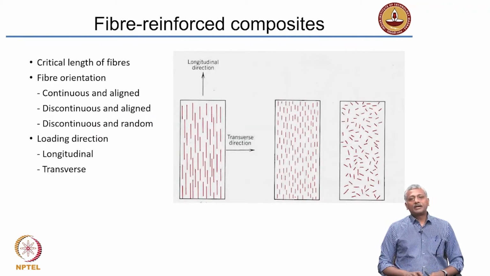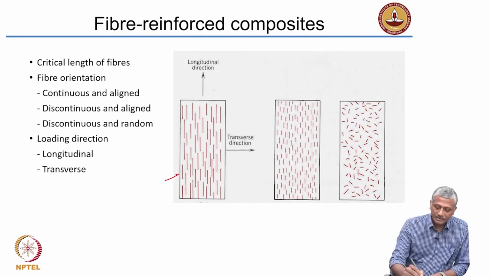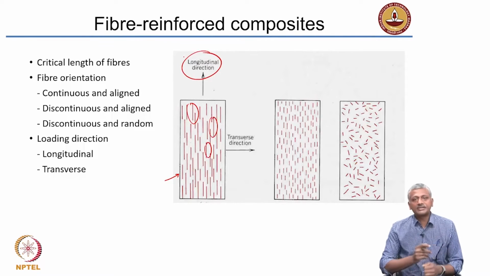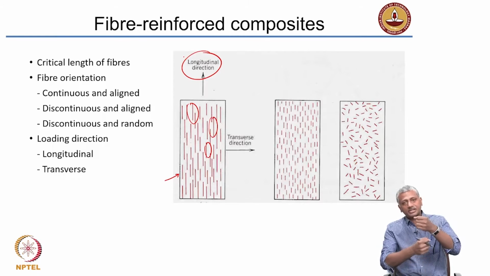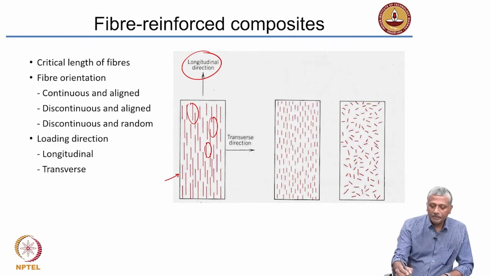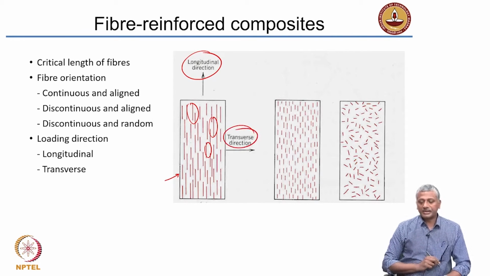Now what about the other kind of composites, fiber reinforced composites? Here there are fibers of one phase embedded in a matrix of another phase. For example, consider a fiber reinforced composite where you have fibers oriented along the longitudinal direction. When you consider the longitudinal direction, it means the direction along which the fibers are oriented. The perpendicular direction is the transverse direction.